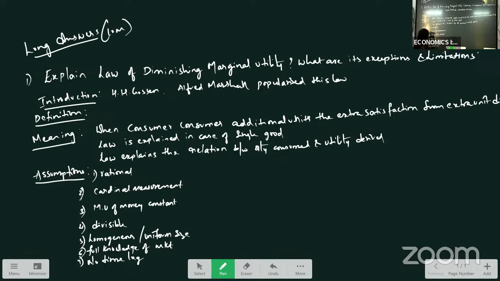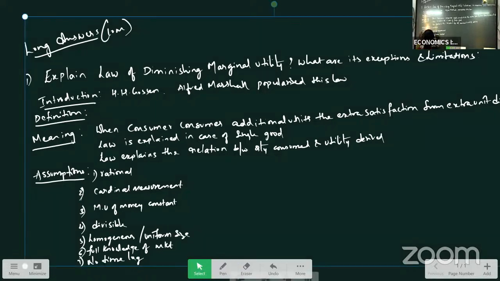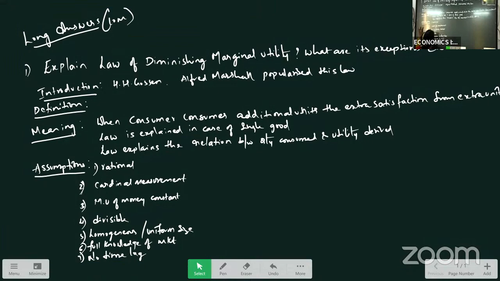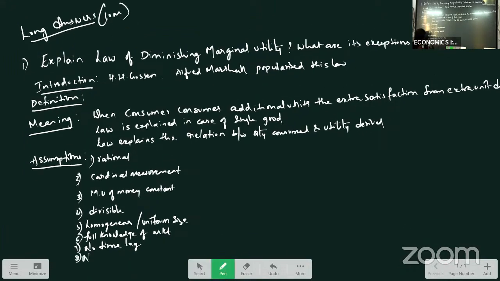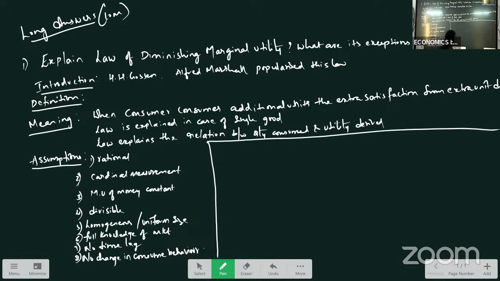And also we assume that there is no change in the consumer behavior. So these are the assumptions we are making for law of diminishing marginal utility, right? Now this law we can explain with the help of a table and a graph.